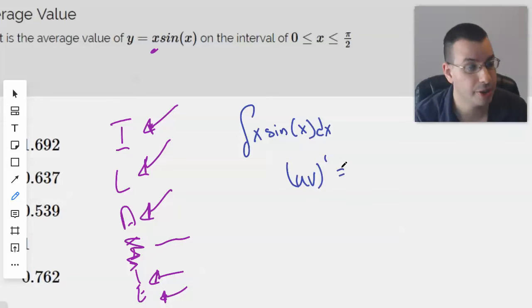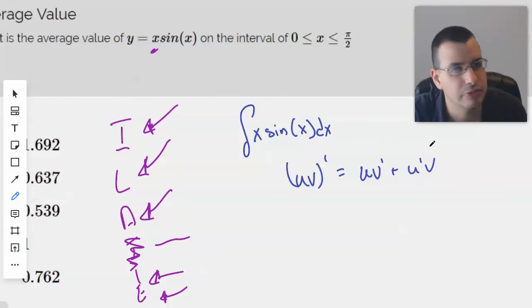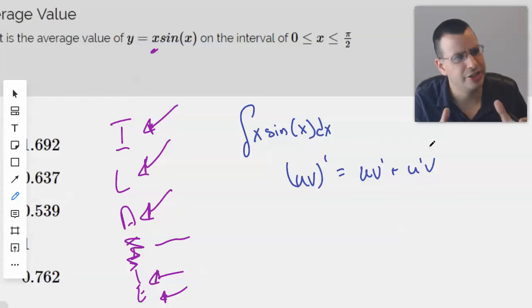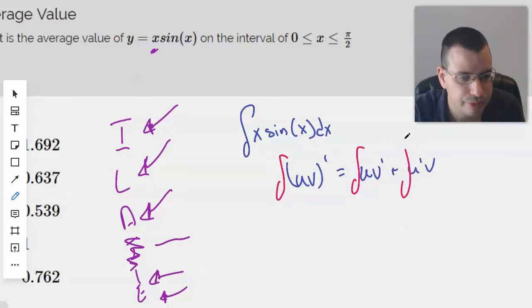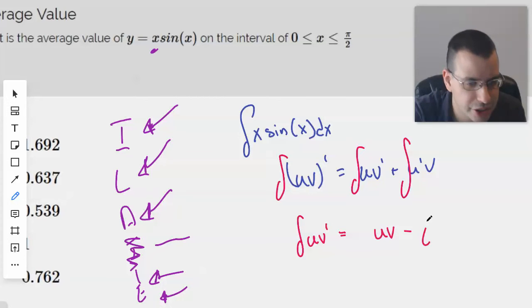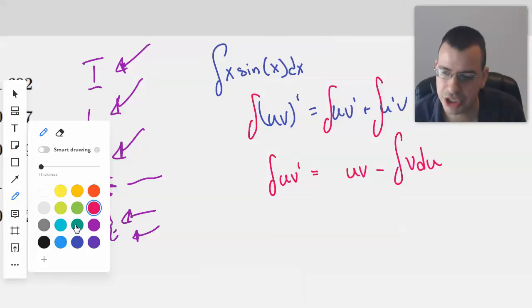Figure out what the integration by parts formula is. I don't memorize it, mostly because my memory is about the size of a goldfish. My memory is the size of a goldfish, not my brain. Should have been more clear. Okay, so we have the product rule. Integrate everything, and we have the integral of u v prime equals uv minus the integral of v du. And that's just rearranging, taking the integral.